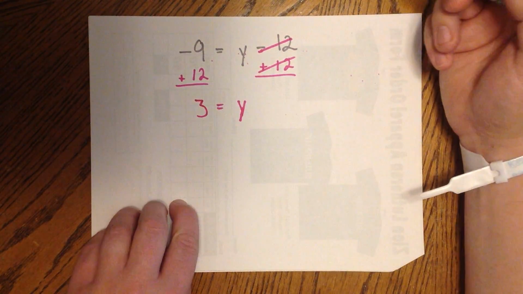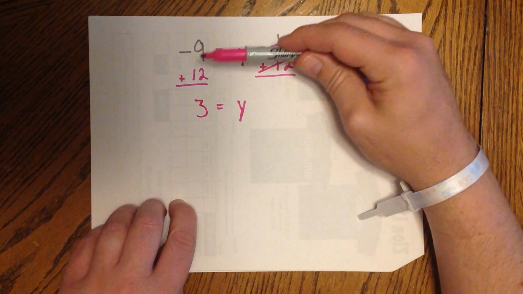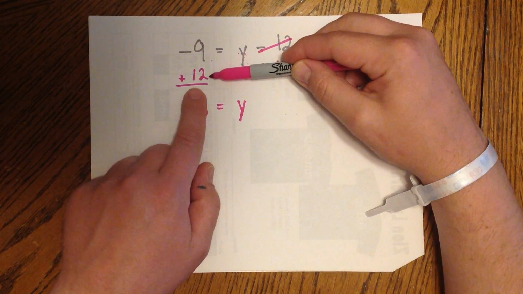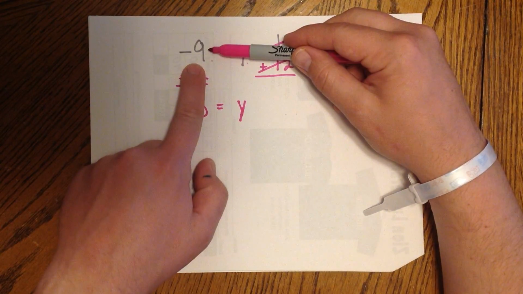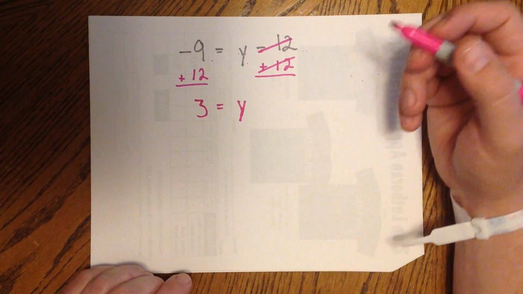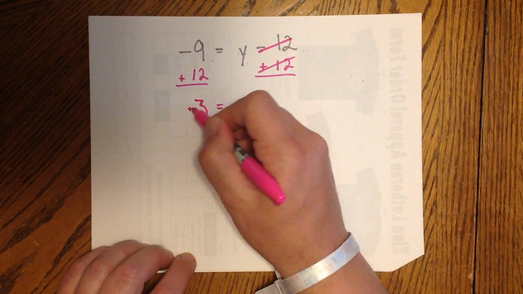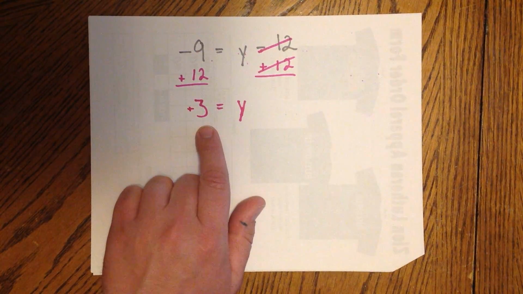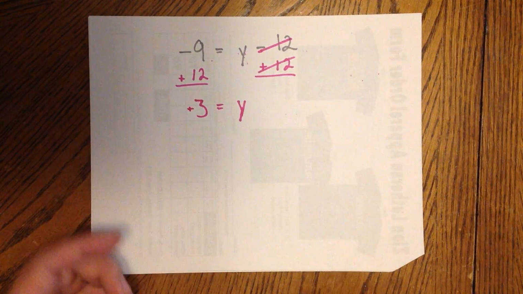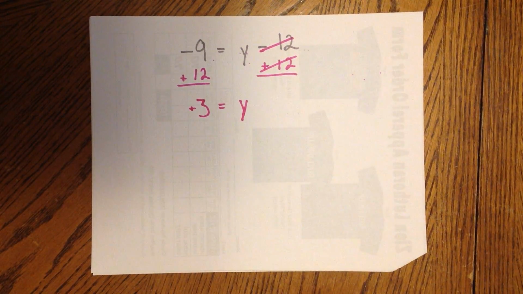And then I'm going to ask myself, which one wins the war? Is it a greater positive absolute value or a greater negative absolute value? And the answer will be positive. Therefore, my y is equal to positive 3. And let's go ahead and check our work. Always good to check our work. Get in the habit of doing that.